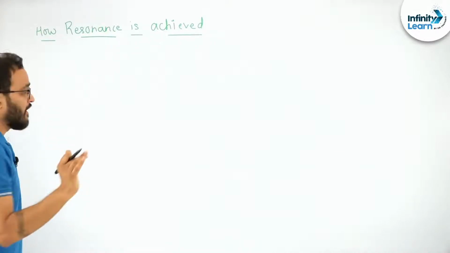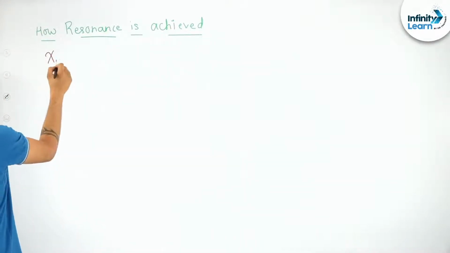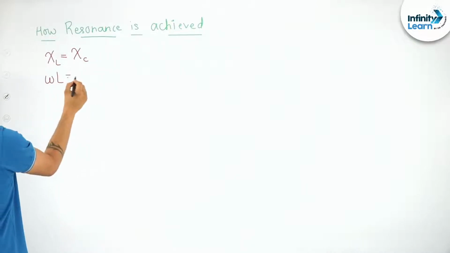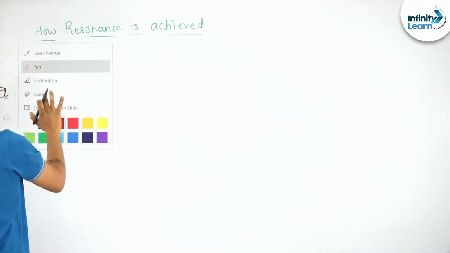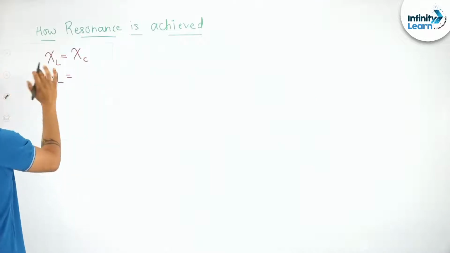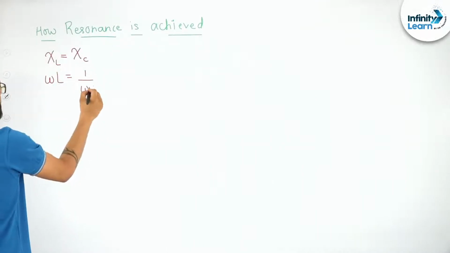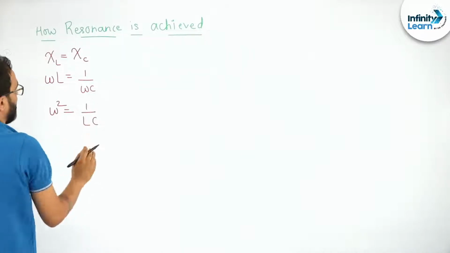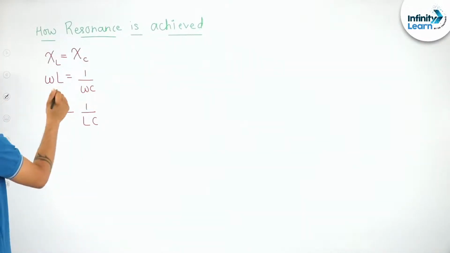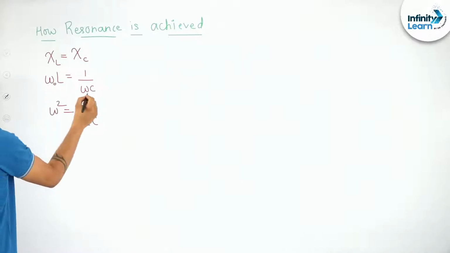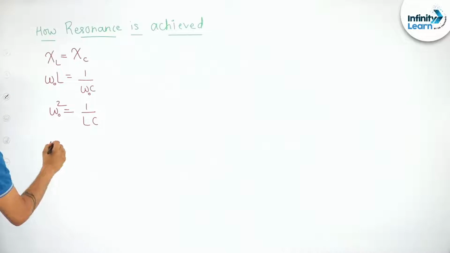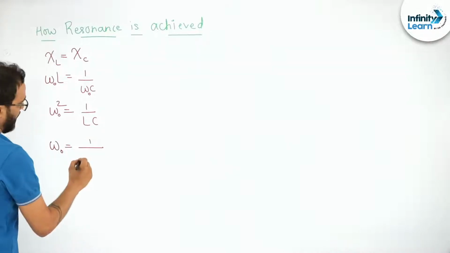Let's see. I am saying that resonance will occur when XL is equal to XC, okay, omega L is equal to 1 by omega C. So omega square becomes equal to 1 by LC. So at resonance, we do not call it omega, we call it omega naught, because this is the resonant angular frequency, right? So omega naught will become 1 by root over LC.